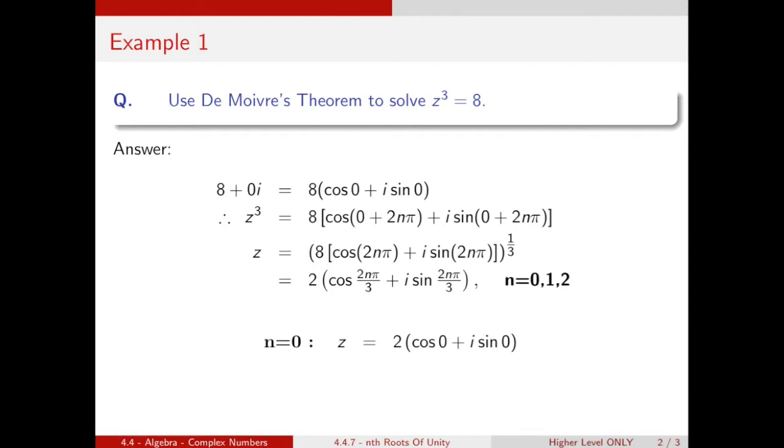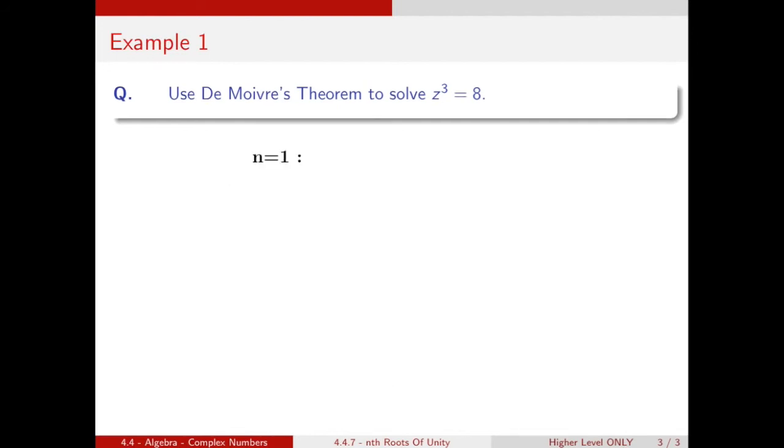So we sub in 0 for n, we get z is 2 cos of 0 plus i sine of 0, and now we evaluate this. So cos of 0 is 1, and sine of 0 is 0, so we get 2. So z equals 2 is our first root.